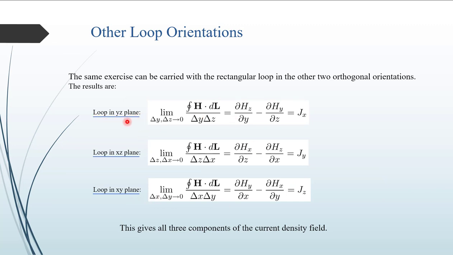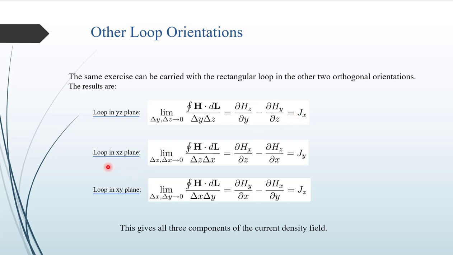If the loop is present in the yz plane, we get the limit as delta y delta z tends to 0, integration of H dot dl divided by delta y delta z is equal to dou Hz by dou y minus dou Hy by dou z. Z is the third component divided by the second component. As y is in the numerator and z is in the denominator, we have to consider the minus sign. So like that we can remember this expression is equal to Jx. Now x is not available here, so J will have the x term.